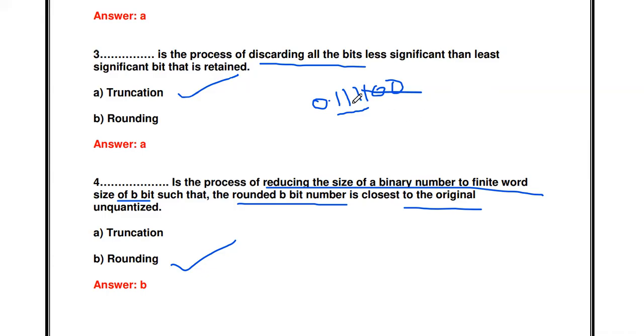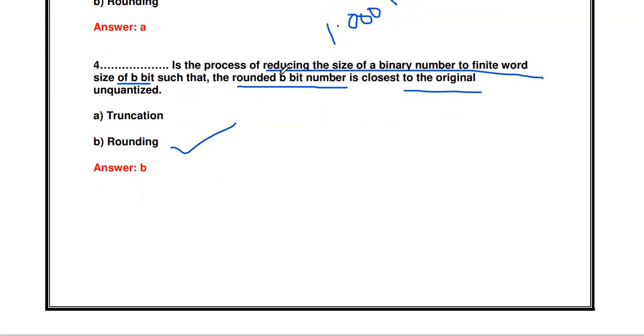First you keep these 3 bits, and you see the 4th bit. If the 4th bit is 0, you just discard it. Here the 4th bit is 1, so you have to add 1 to the 3rd bit. So 1 plus 1 is 0 with carry 1, 0 again carry 1, 0, then the 1 will come here. So this is the rounding process.